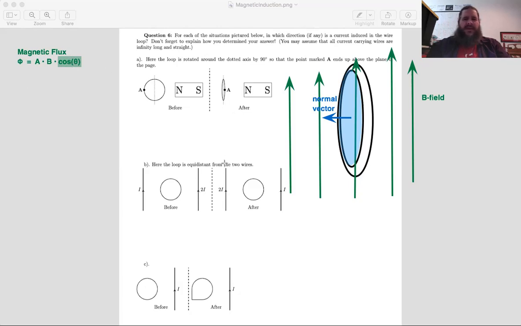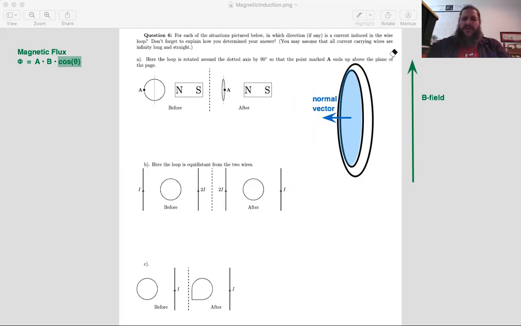And that's what theta means here. Theta is always representing the angle between the normal vector to the surface and the magnetic field. So if you have the magnetic field skimming along the surface, that's perpendicular to the normal vector. So theta is 90 and cosine of 90 is 0, no flux at all.